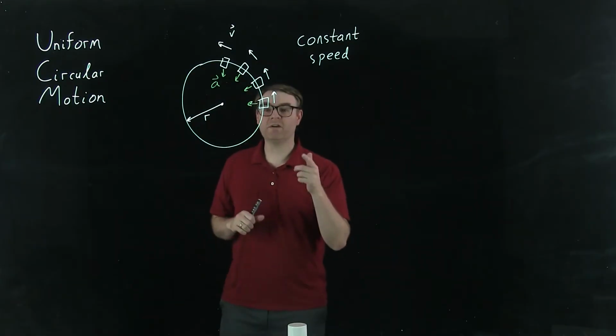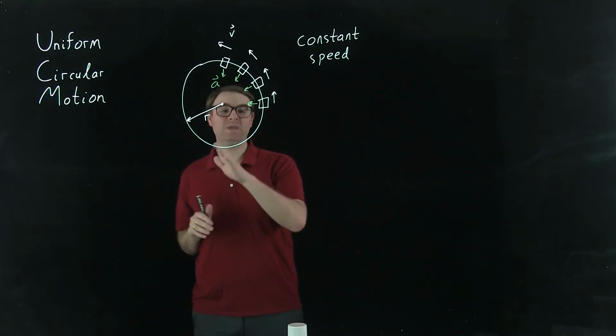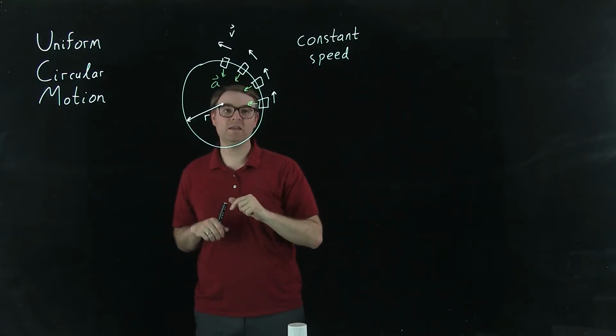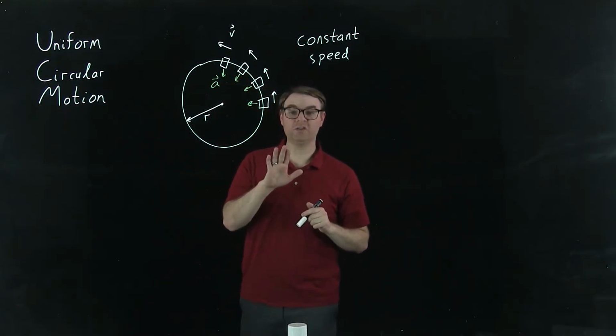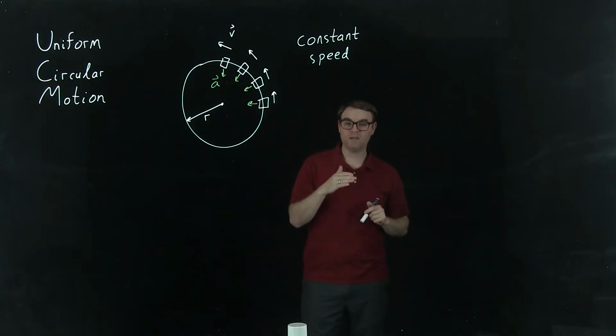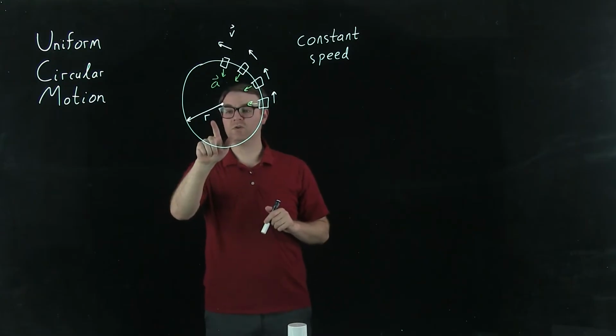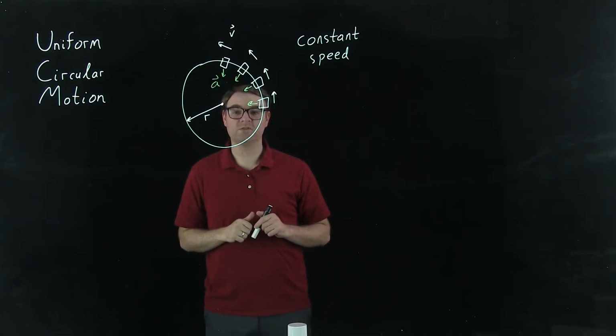And then I know I'm moving around a path, and again with constant speed, so I should have some centripetal acceleration, which I've drawn in green here, but that there will be no tangential acceleration to speed up or slow down the object. I also know I'm moving around a circle, so I've labeled the radius of that circle here.